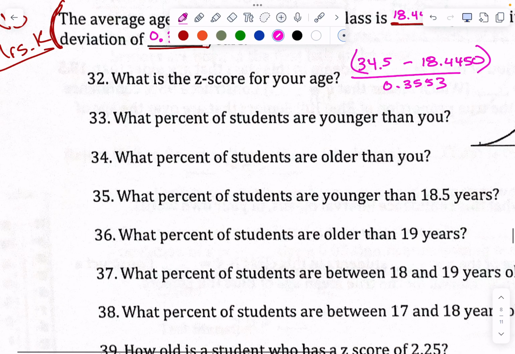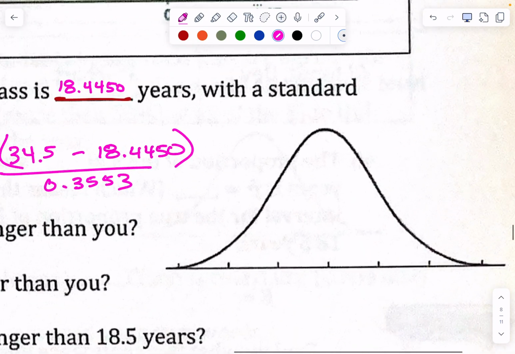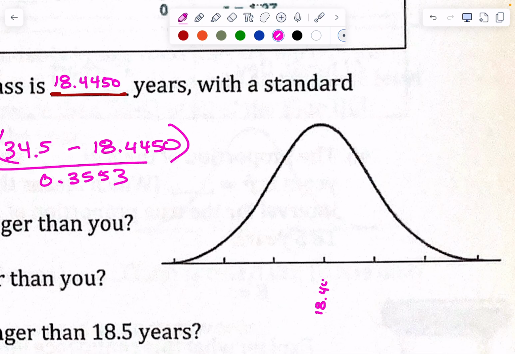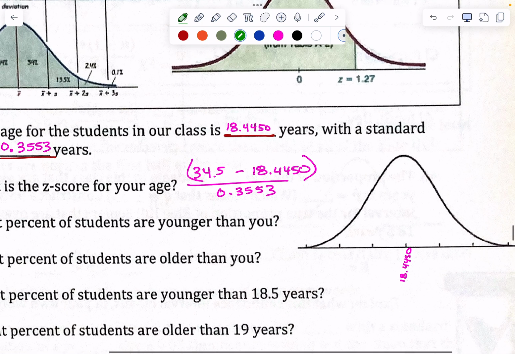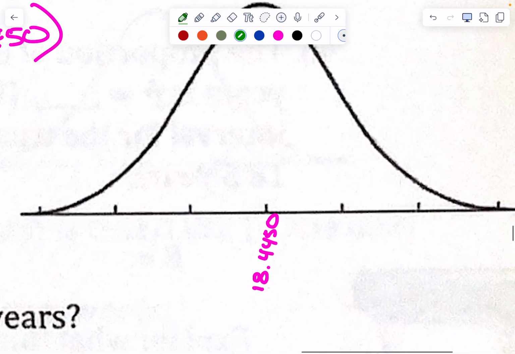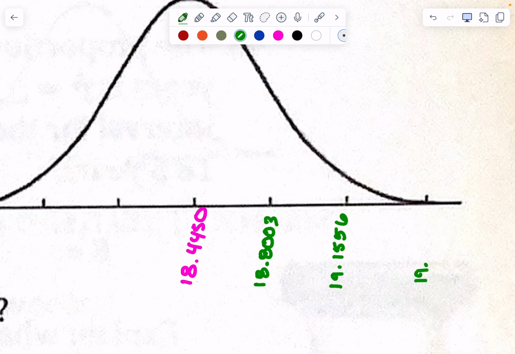All right, now, oh wait, did we fill the bell curve out? No, we need to fill the bell curve out. Yeah, let's do it. 18.4450. If you add 0.3553, that's 18.8003. If you add again, 19.1556. And 19 point 5 something. What would we divide it by? The standard deviation? Yes. 5109.